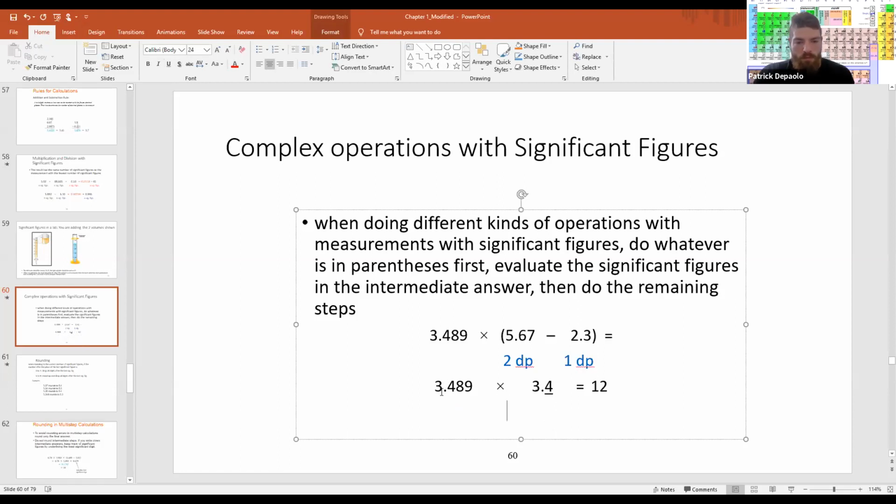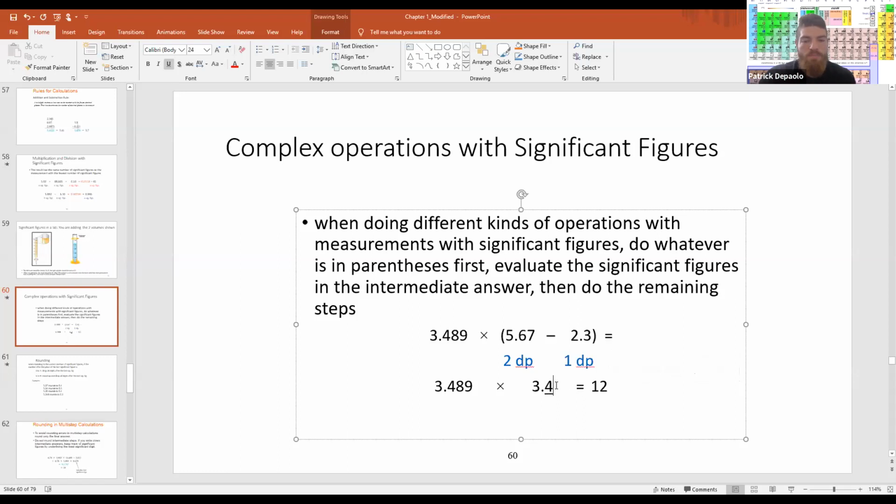So we are multiplying a number with 4 sig figs by a number with 2 sig figs. Therefore, our answer of those multiplying together will be 2 sig figs. The answer would be 12, and it would be 2 sig figs. So that's how it works. You're just doing the rules for each operation in the correct order until you get to the end. And you're rounding on each step.